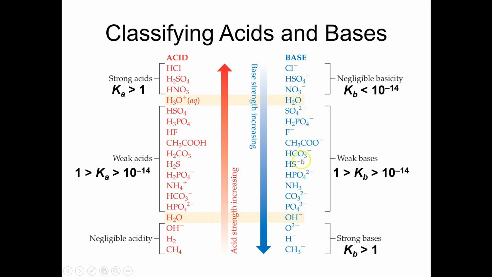We can define strong bases as bases whose Kbs are greater than 1, and therefore their conjugate acids are going to be negligible because they're going to have Kas that are less than 10 to the minus 14. In other words, they are worse at protonating water than water itself is, and so they're essentially not going to have any effect on pH.